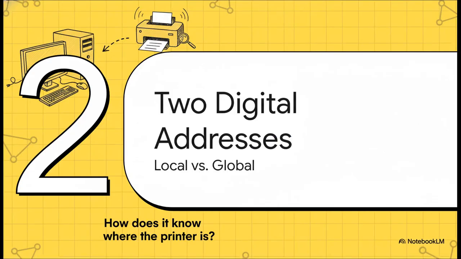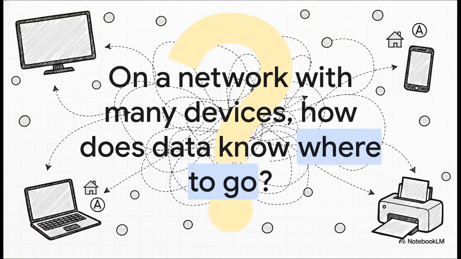Okay, so let's say your computer wants to send a document to your printer, and they're both on this same local network. A really basic question comes up. How does it know where the printer is? I mean, with potentially dozens of devices all connected, laptops, phones, smart TVs, you name it, how does a piece of data not get totally lost? You can't just shout it out to everyone. That would be pure chaos. The answer is an address.